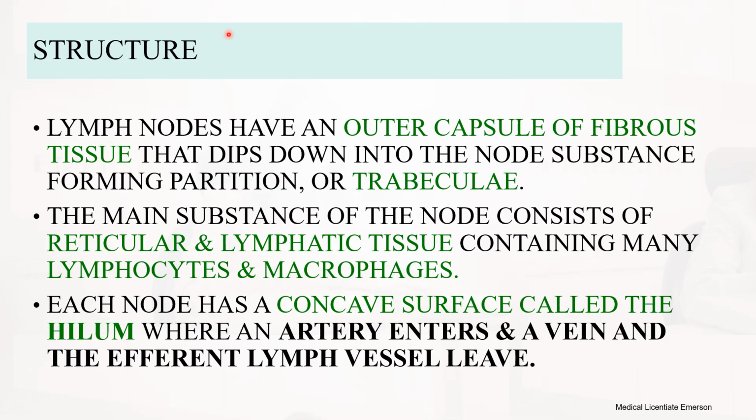Okay, the structure of the lymph nodes. The lymph nodes have an outer capsule of fibrous tissue that dips down into the node substance, forming partitions called trabeculae. The main substance of the node consists of reticular and lymphatic tissue containing many lymphocytes and macrophages. Each node has a concave surface called the hilum, where an artery enters and a vein and the efferent vessels leave.